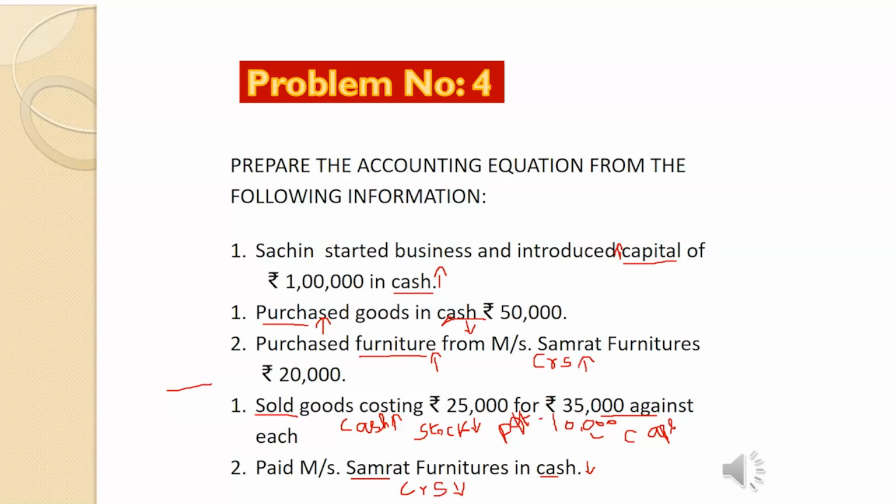Then next one is sold goods costing rupees 25,000 for 35,000 against cash. So here cash, stock and profit, there are 3 accounts involved. Cash account will increase, stock account decrease, and profit of rupees 10,000 is added with the amount of capital. Then paid Samrat Furnitures in cash. Here cash account and creditors account, both decrease. Is it clear? Okay.